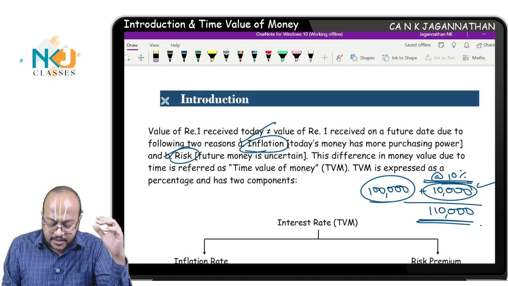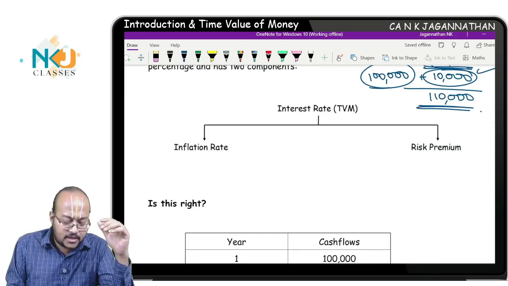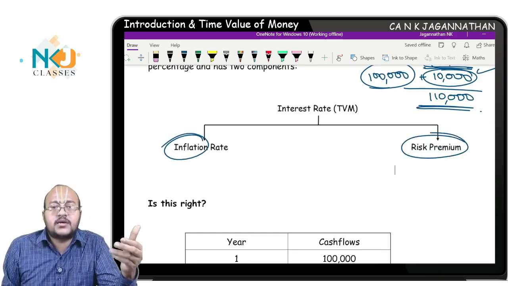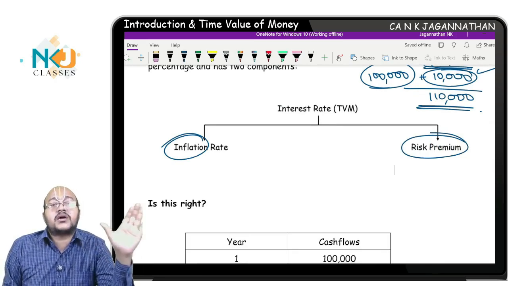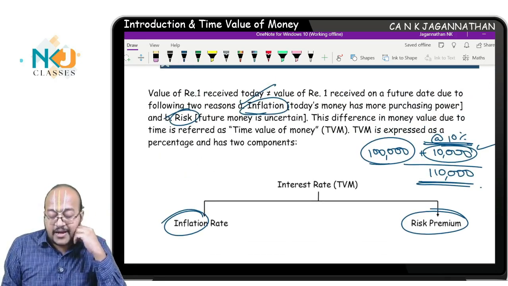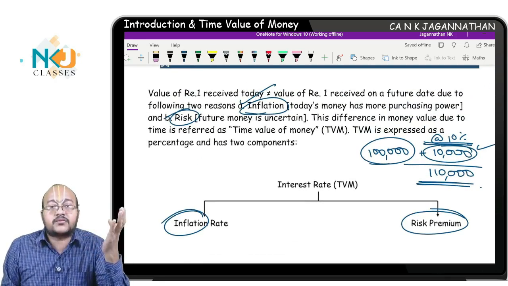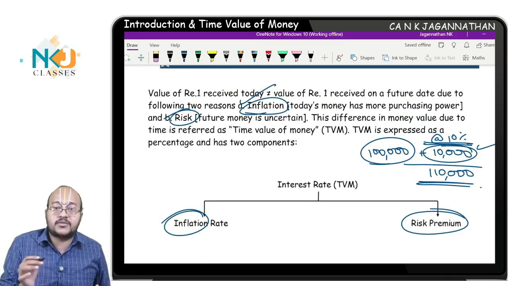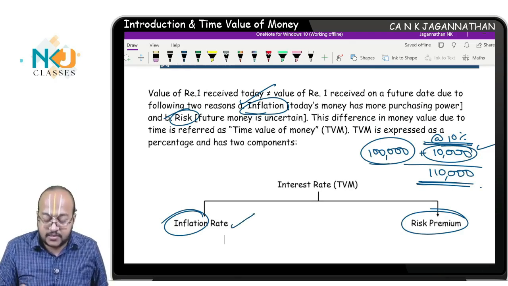So this 10,000 interest has two components. One is inflation and the other is compensation for risk undertaken. Are you understanding? So interest rate, what do you mean by interest rate? Interest rate as a whole has two components. One is compensation for inflation rate, that is inflation in the country.